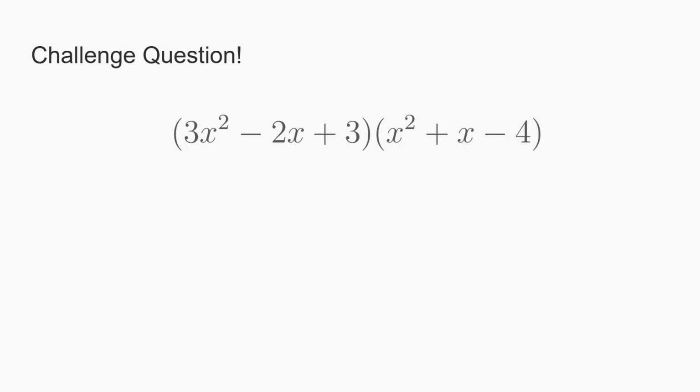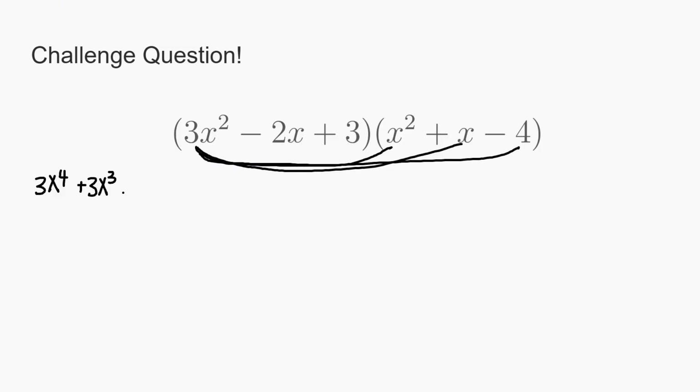Now, let's get started. We have 3x squared multiplied by x squared. That gives us 3x to the 4th power. Then we have 3x squared multiplied by x. That gives us 3x cubed. After that, we have 3x squared multiplied by negative 4, which gives us negative 12x squared. Now, we're done with this one term, so we move on to the negative 2x.